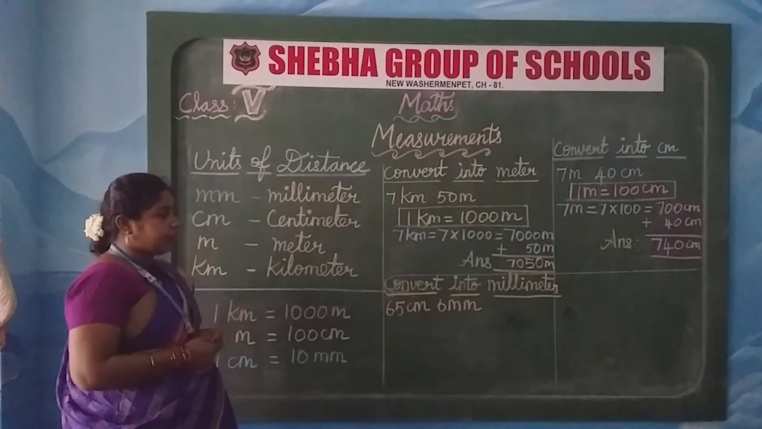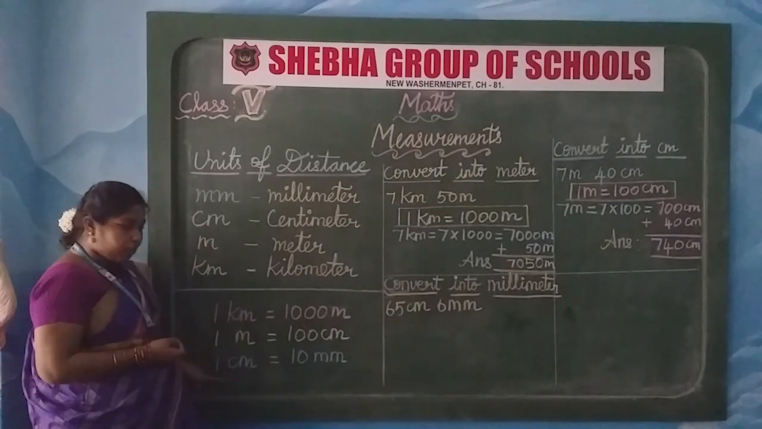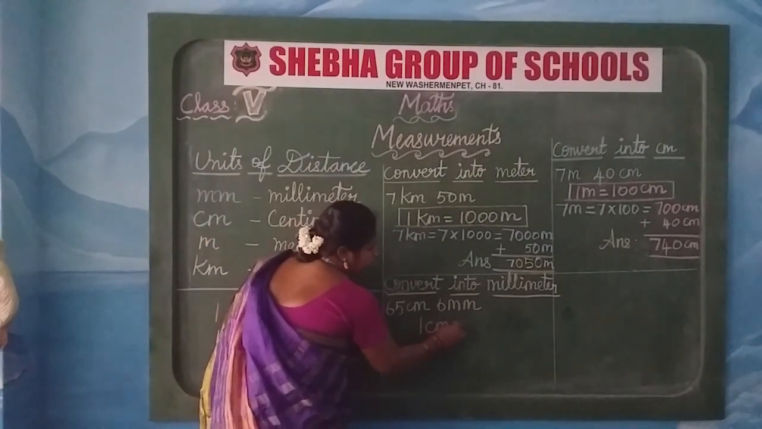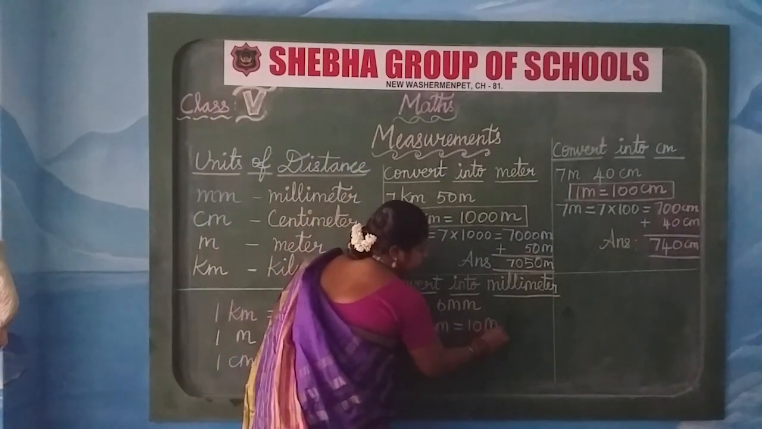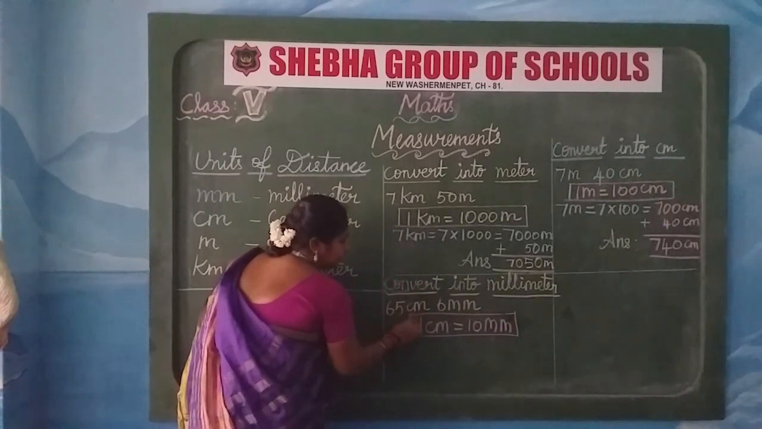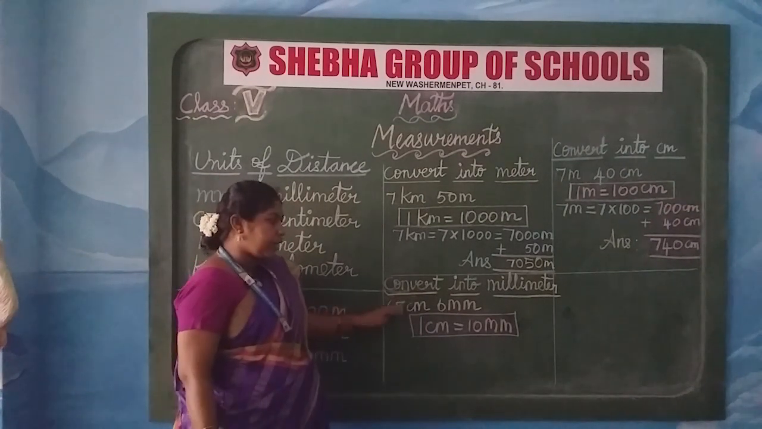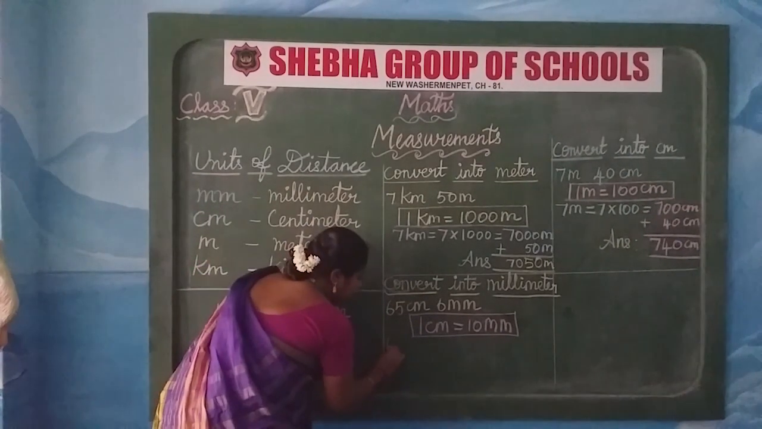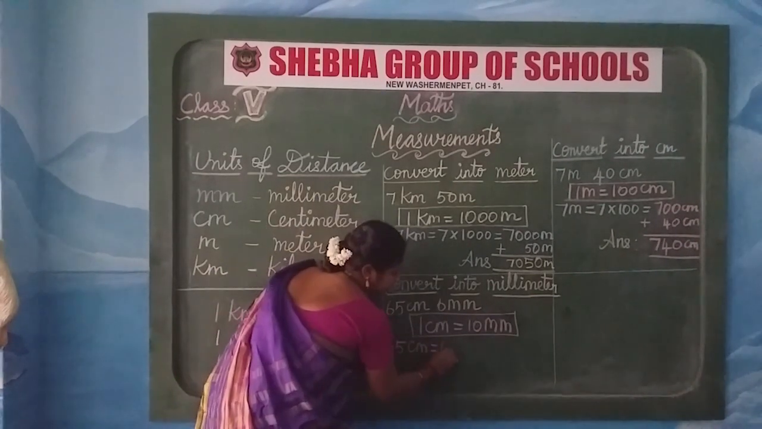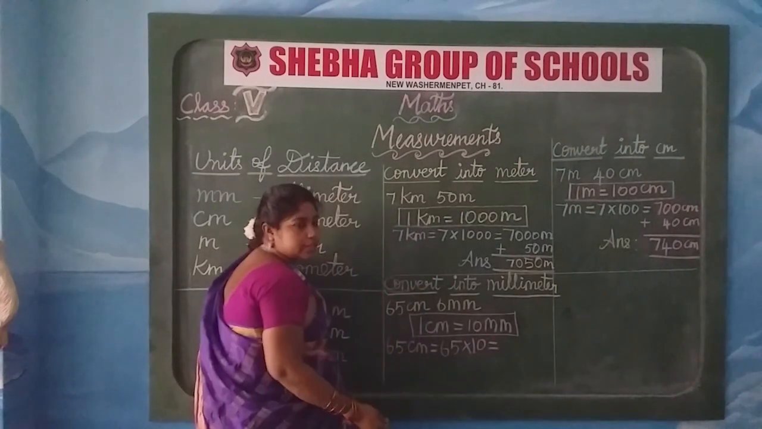Students, let me convert centimeter into millimeter. What's the formula? 1 centimeter is equal to 10 millimeter. Yes, children, you are right. Again we are going to do the sum in the same manner. So converting first centimeter into millimeter, what do we have to do? We have to multiply with 10. So 65 into 10. What's the answer, children?